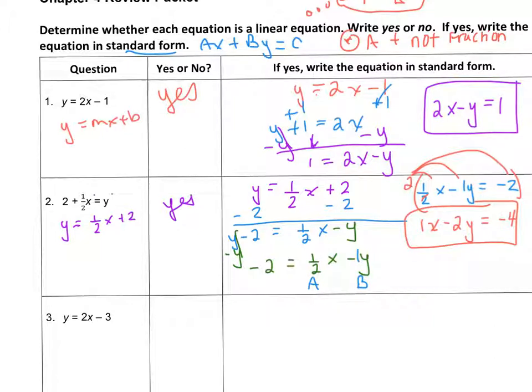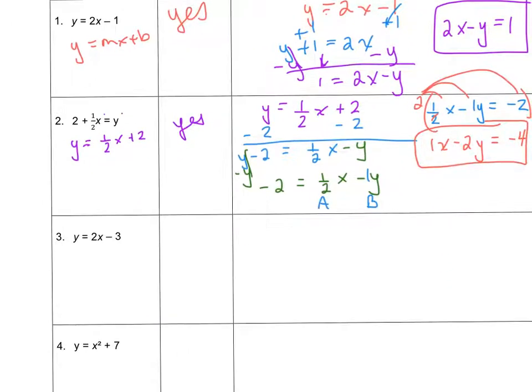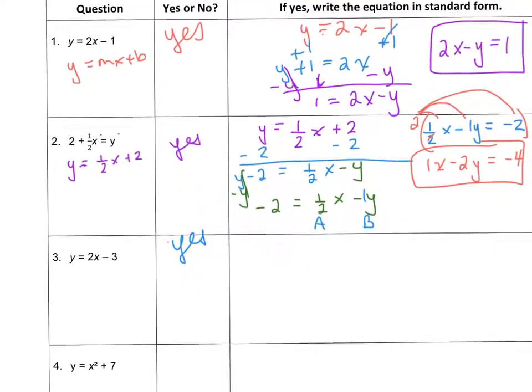Number 3. Y equals 2x minus 3. Well, that's y equals mx plus b. So yes, this also is in standard form. I'm sorry, this is a linear function. So again, the question was, is it linear? That's what it's asking you. I'm sorry I keep saying it's standard form. It's asking whether it's linear.